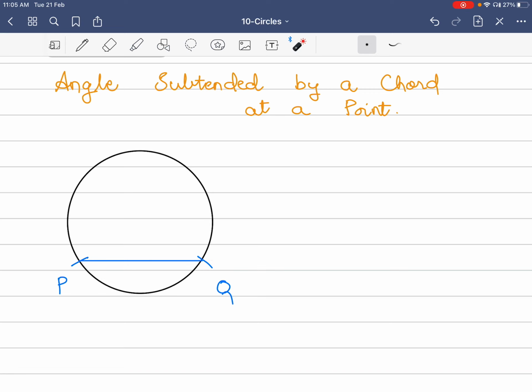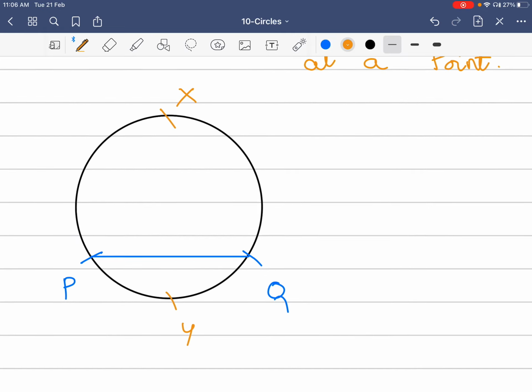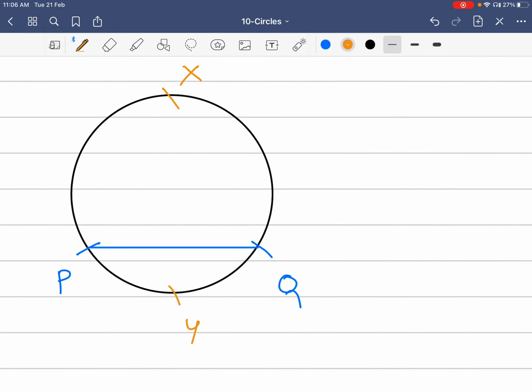Quite simple and straightforward. Now, angle subtended by a chord. So this chord is going to subtend an angle where? At a point. Let's take this random point here, let's call it X, and this random point here, let's call it Y. Now let's zoom in a bit. The angle subtended by this chord PQ at this point X or at this point Y is called the angle subtended by the chord at a point on the circle.